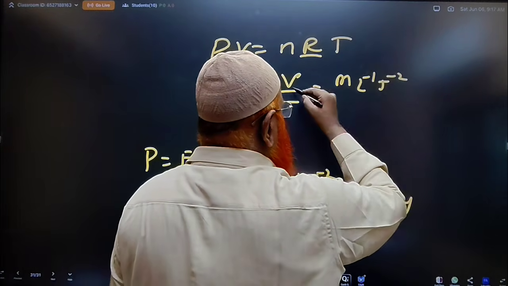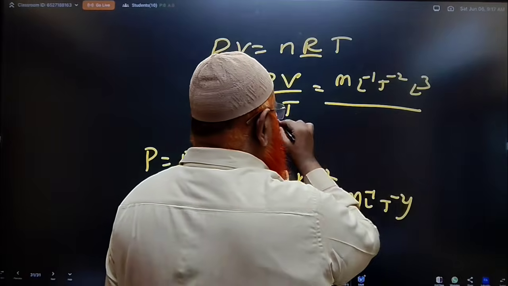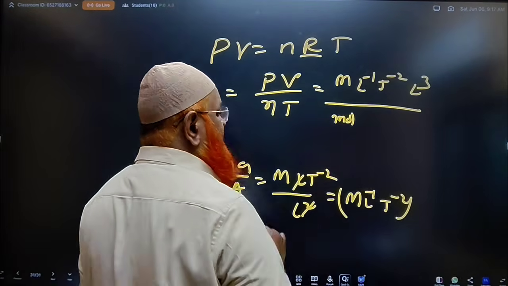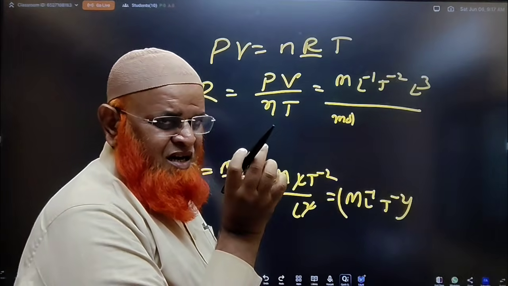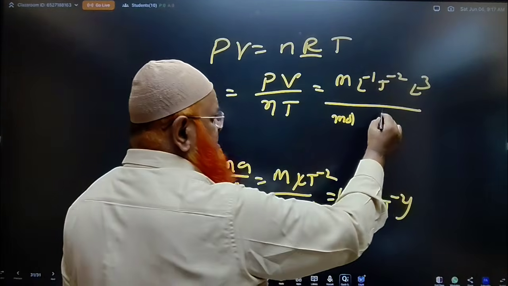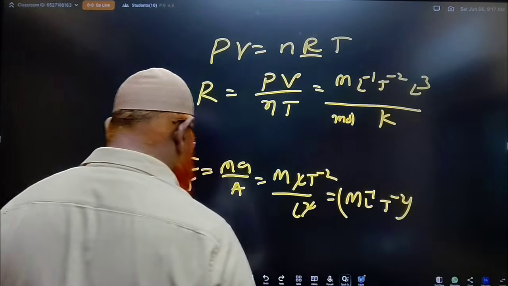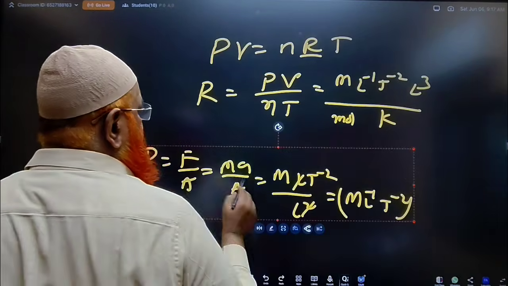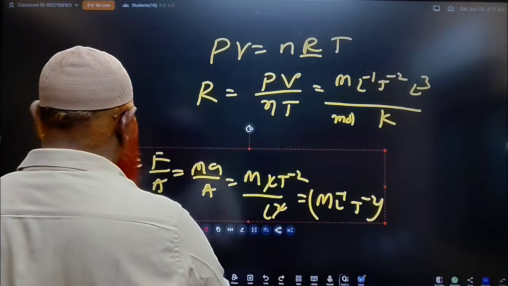Volume is nothing but L cube, and N is given by the letter, number of moles, which is a combination of three letters, that is MOL. Then after that, temperature is given with K. So what are you going to get from this? Let us see.